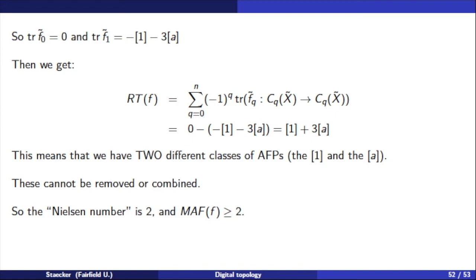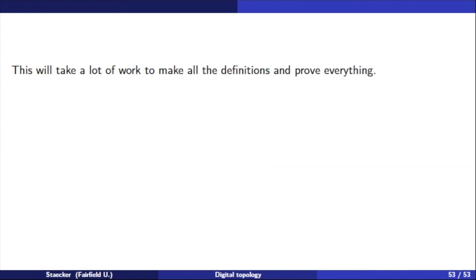Actually, I think in this example, the actual minimum number you can get is 8, but I'm not sure about that. So this is not the best possible way to measure the minimum number, but I think it's pretty good though. This will take a lot of work to make all of these definitions correct and to prove all the theorems. I would say you should ask me about it in a year and I will tell you how it goes. That's how long I think this might take.